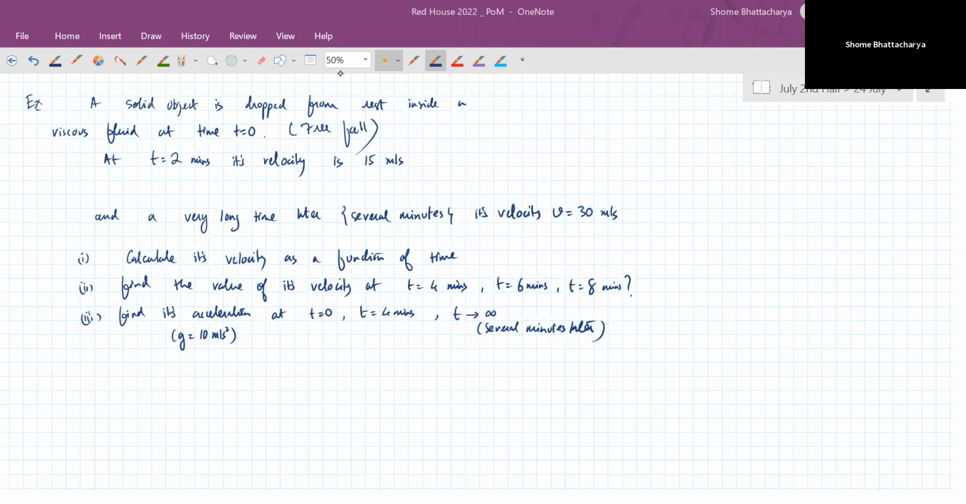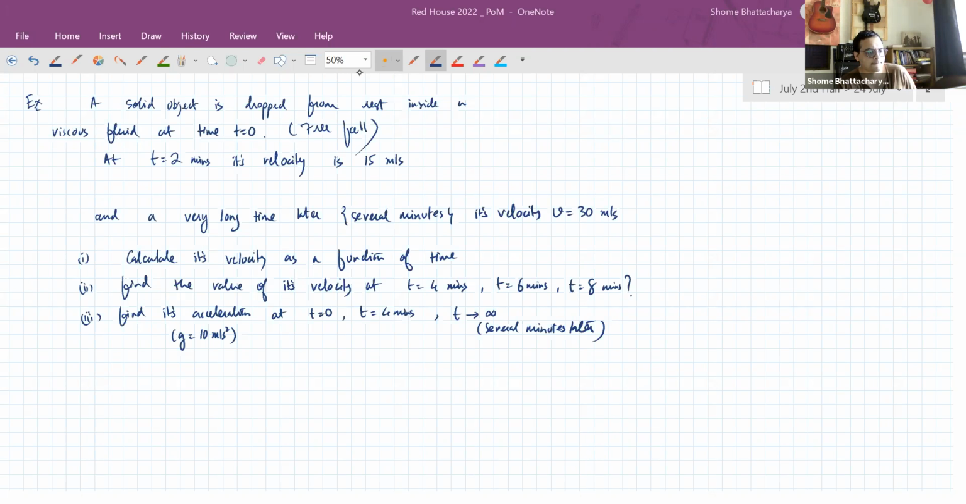So anybody got the answer for the velocity as a function of time, or at least the time constant or anything like that?